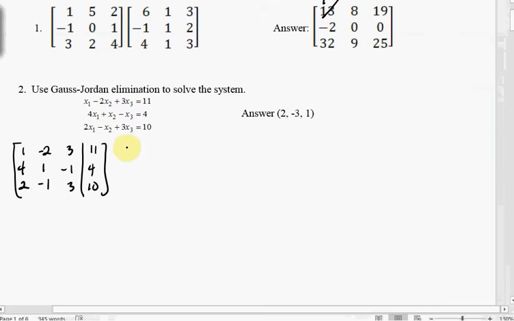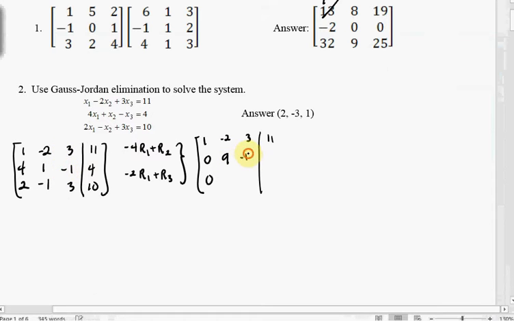So here we'll say negative 4 times row 1 plus row 2, and then negative 2 times row 1 plus row 3. And so that gives us, just rewrite the first row. So this is a 0, it's a 0 there. So negative 4 times negative 2 is 8 plus 1. You get 9. Negative 12 minus 1 is negative 13. Negative 44 and 4 is negative 40.